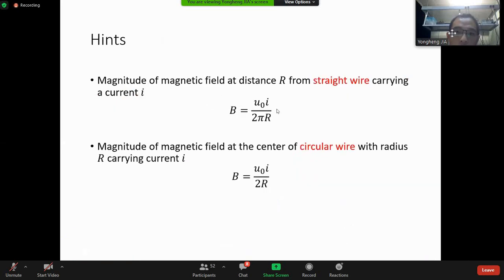Okay, let's first look at the magnetic field caused by the straight line and a circular wire. For the straight wire, we can calculate the magnetic field using this formula. And this one is for a circular wire. And for the direction of the magnetic field caused by the circular wire and the straight wire, we can use the right-hand rule. Okay.